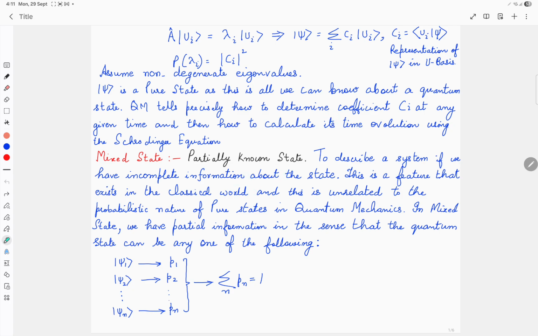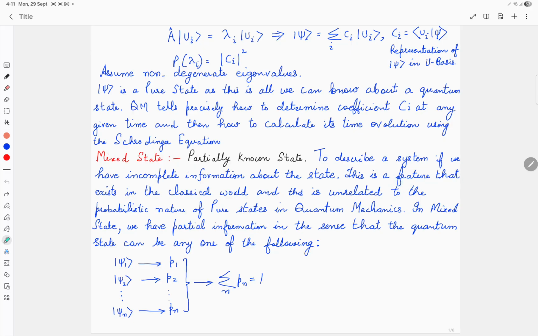Then only the quantum mechanical probability will exist and not statistical probability. But if the state is a mixed state, in that case the probability will come from two directions. One will be from the quantum mechanical world and the second will be from the classical world, which is basically the statistical mixture of the states. That probability will be known as the statistical probability.